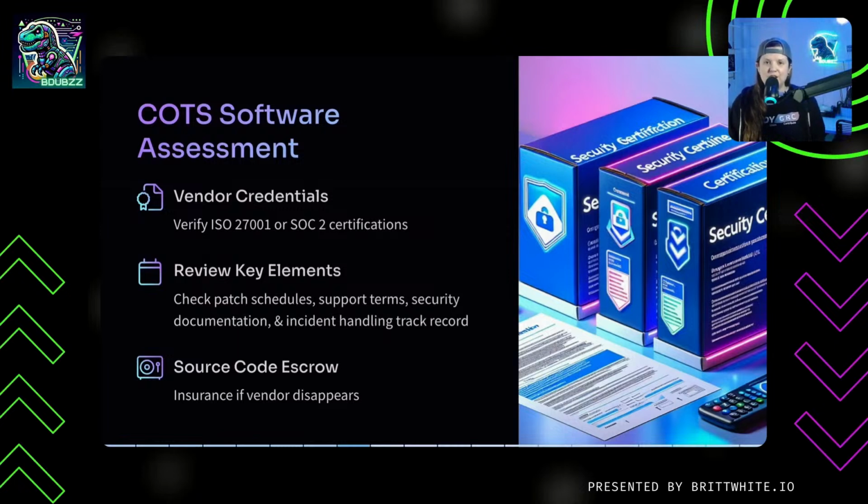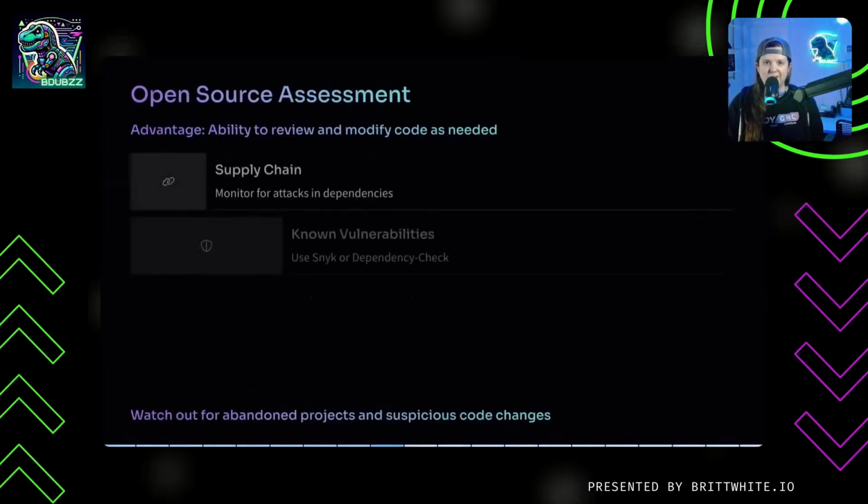One important consideration here is source code escrow. Think of it as an insurance policy. If the vendor goes bankrupt or discontinues the product, you'll still have access to the source code, making sure you have business continuity. Next, we have open source software, like Linux.